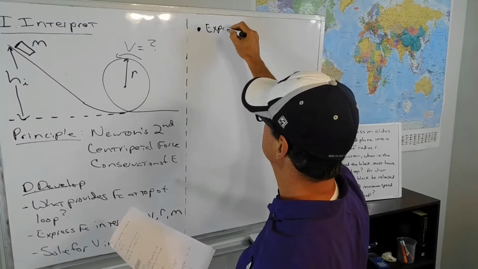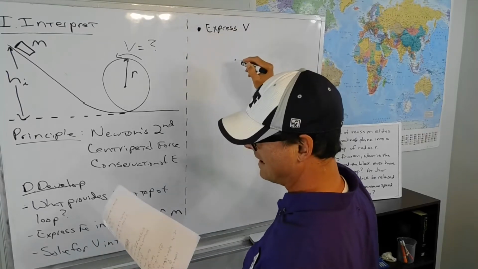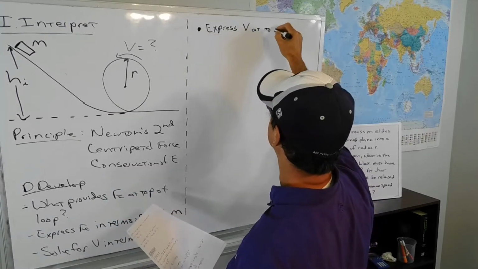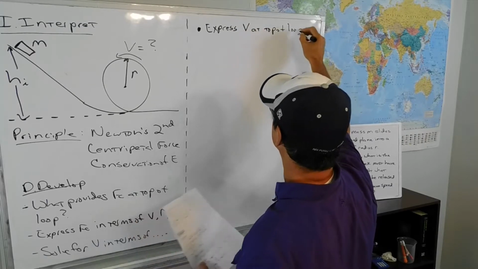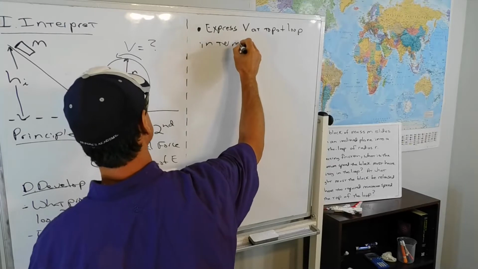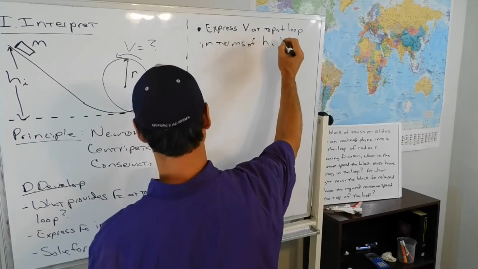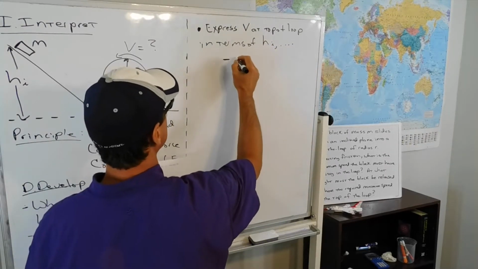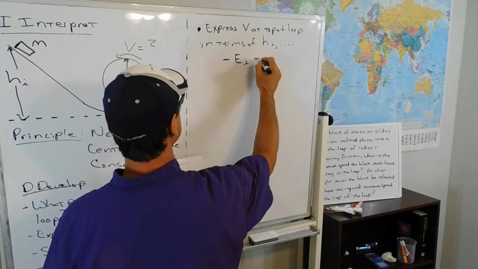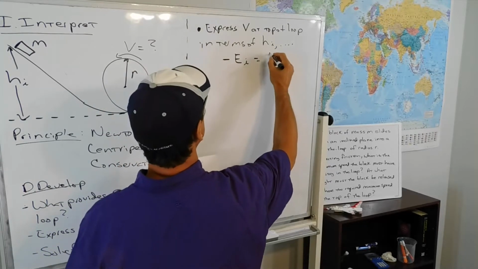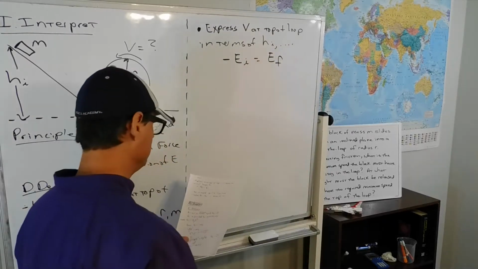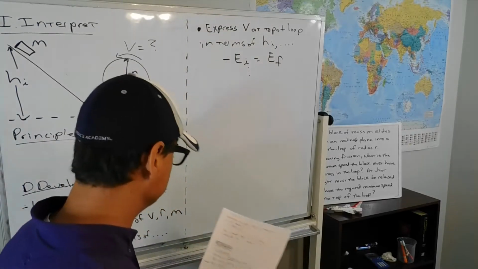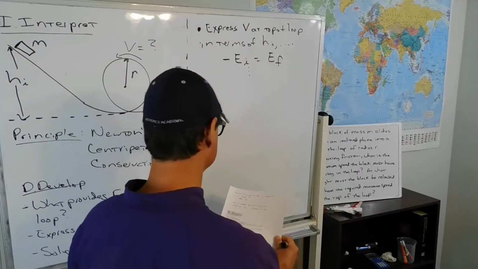Okay, and then the second half, this is the big step, we're seeking to express that V that we're going to still have at the top of the loop in terms of the initial height and possibly other stuff. And the sub-steps, like often is the case in conservation of energy, we set the initial energy equal to the final energy. We substitute in terms of potential energy and kinetic energy, and then we think about where we're trying to go.